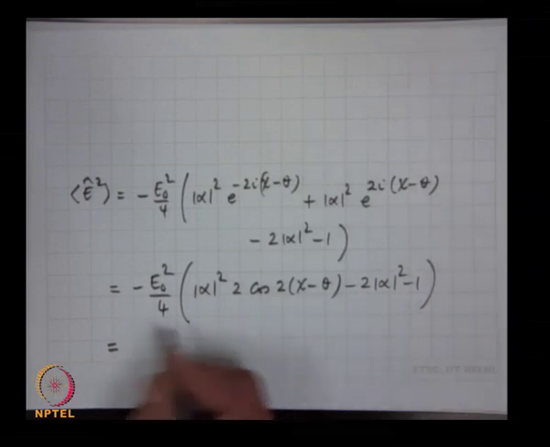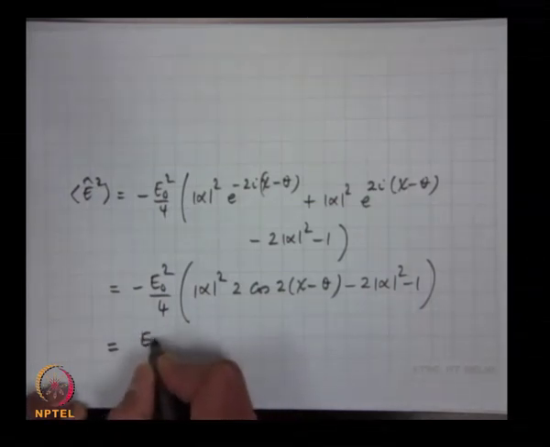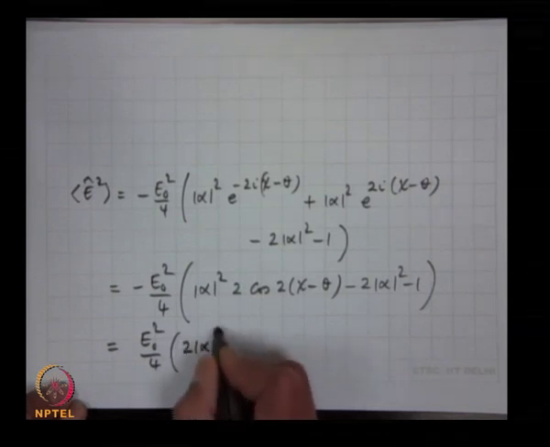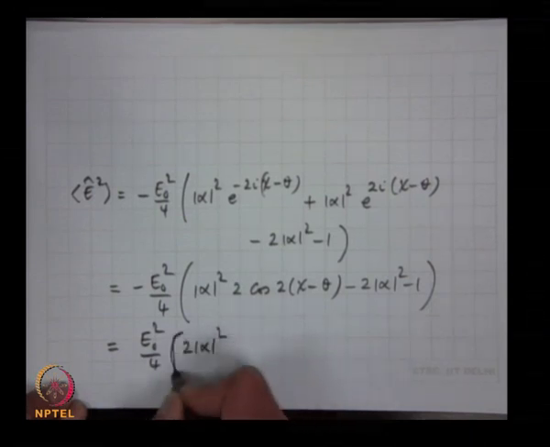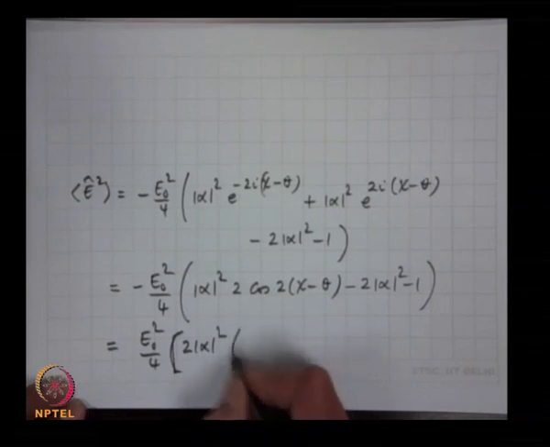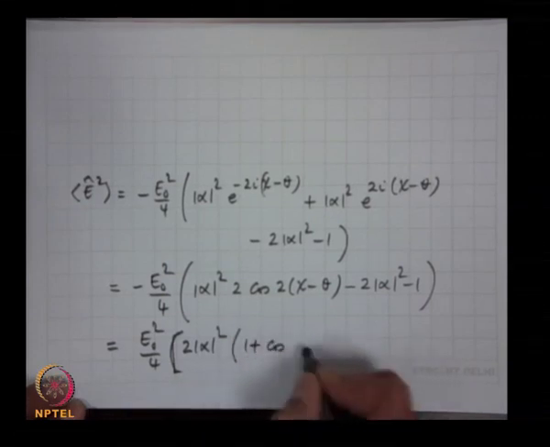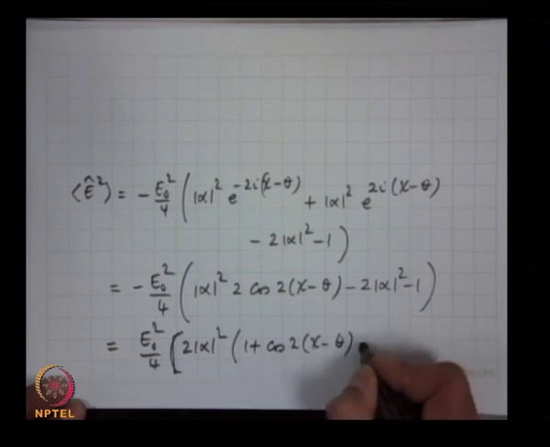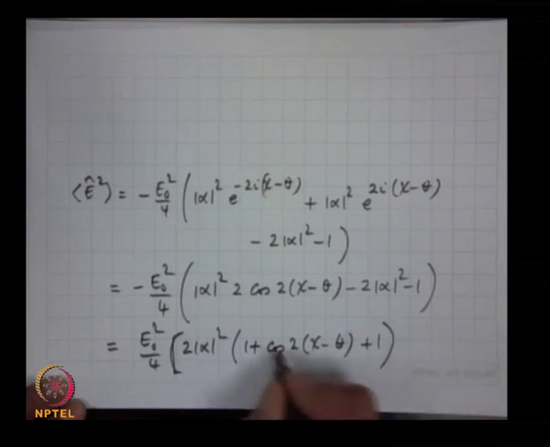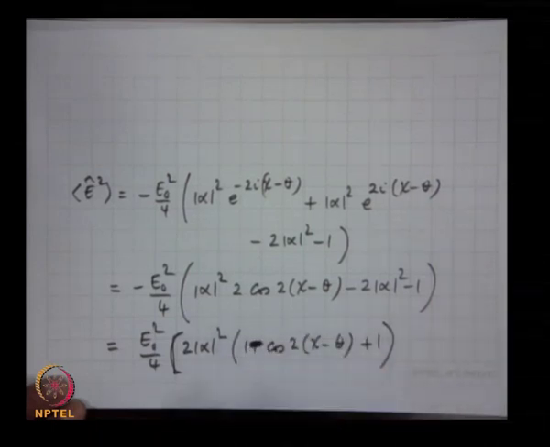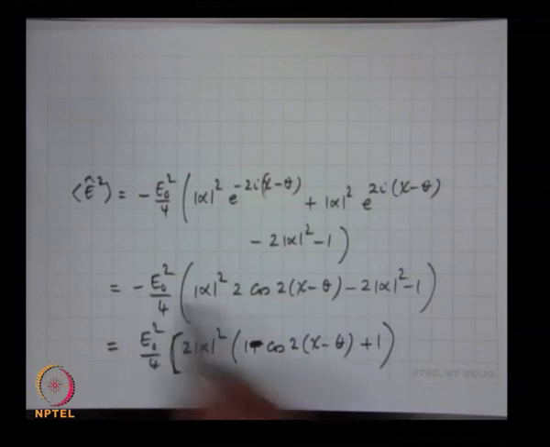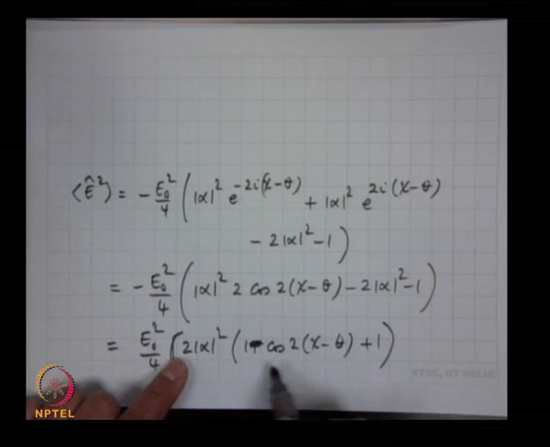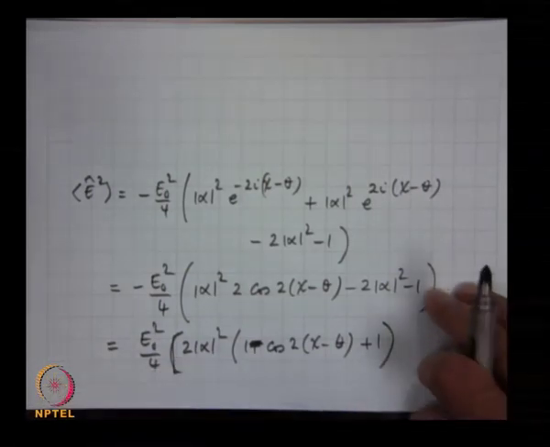Let me take the minus sign inside. So I get E naught square by 4 times 2 mod alpha square into 1 plus cos 2 chi minus theta plus 1. That's the minus sign here. Okay, so this, I take the minus sign inside. So this becomes 2 mod alpha square plus 1. And then I have minus 2 mod alpha square cos 2 chi minus theta.